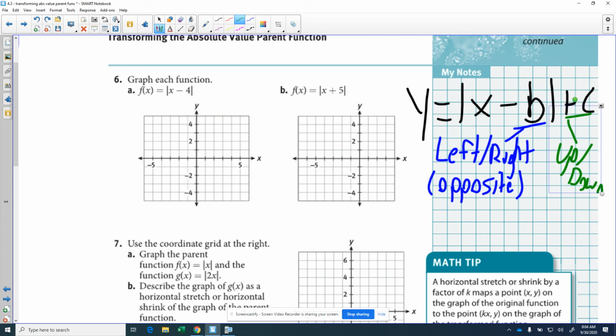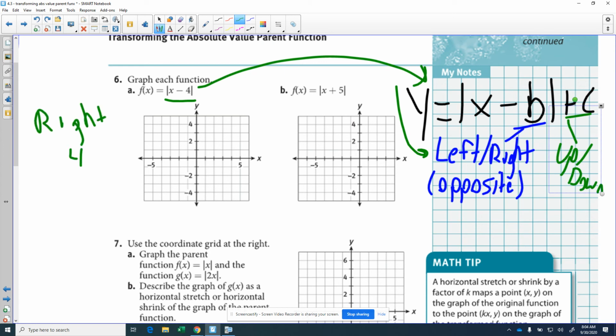So if I'm thinking about these 2 equations, if I were to graph the function absolute value of x minus 4, I'm going to go to this equation and think, okay, it's on the inside, which means it's going to go left or right, and it's opposite. So minus 4 is going to go right 4 units. That means my starting point, instead of being at 0, is going to be at 4. And I'm just going to draw my absolute value. And that would be the answer for that problem, for the letter A here.